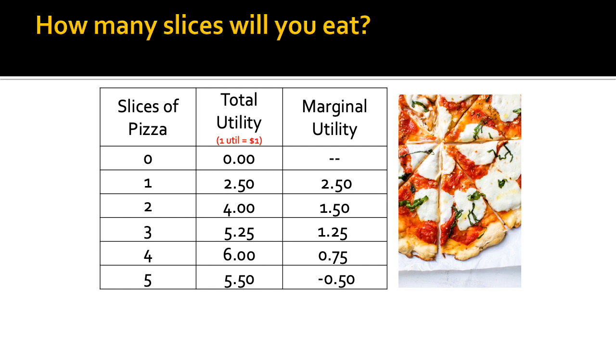Okay, so let's think about this. If the price was $2, how many pizzas would you consume? Well, let's look at our utility. So if the price was $2, you'd definitely want to purchase at least 1 slice of pizza because the marginal utility is $2.50. Would you consume 2 slices of pizza? The answer is no, because the marginal utility you would earn is actually less than the price.